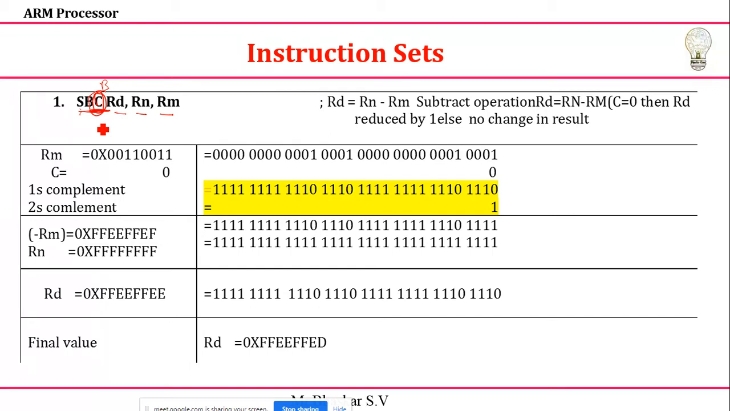It's completely opposite. You can see the instruction SBC Rd, Rn, Rm. It works as Rd equals Rn minus Rm. Subtract the operand, so Rd equals Rn minus Rm, and you should remember this point: if C is equal to 0, then Rd is reduced by 1, else no change in the result. This point you should remember. If you use the SBC instruction and C is equal to 0, the complete value will be decreased by 1.